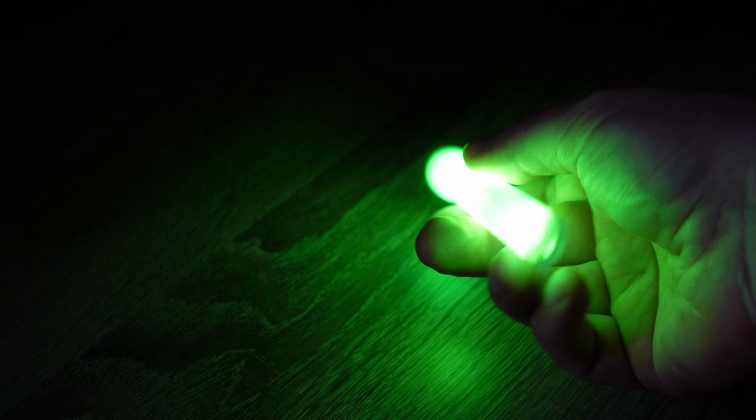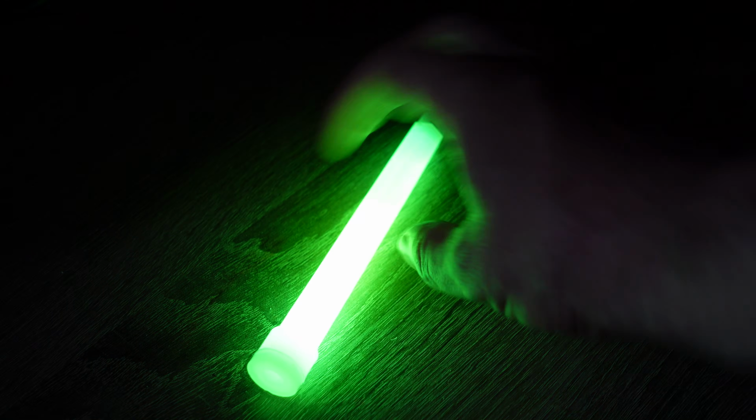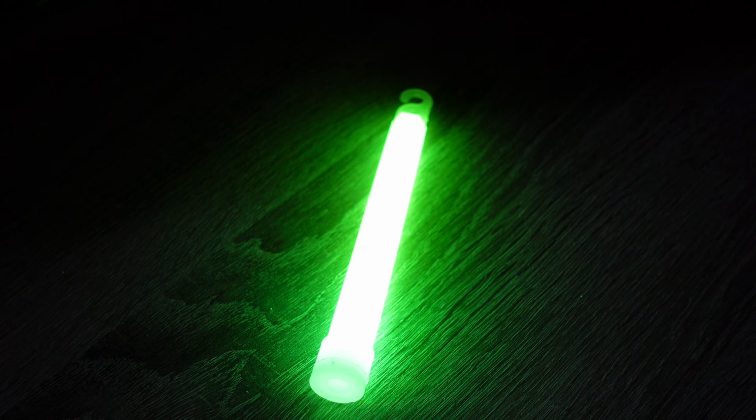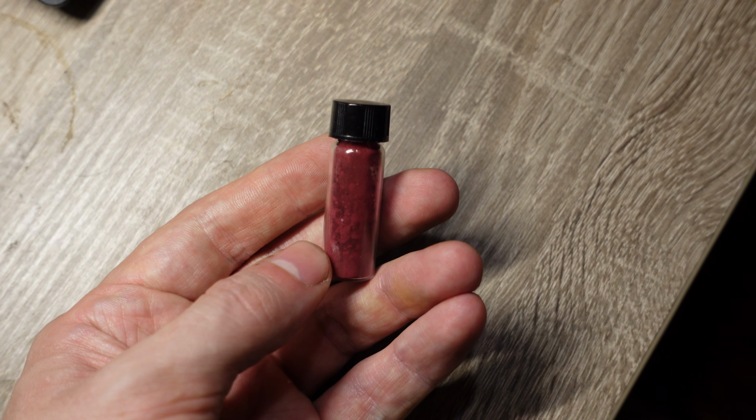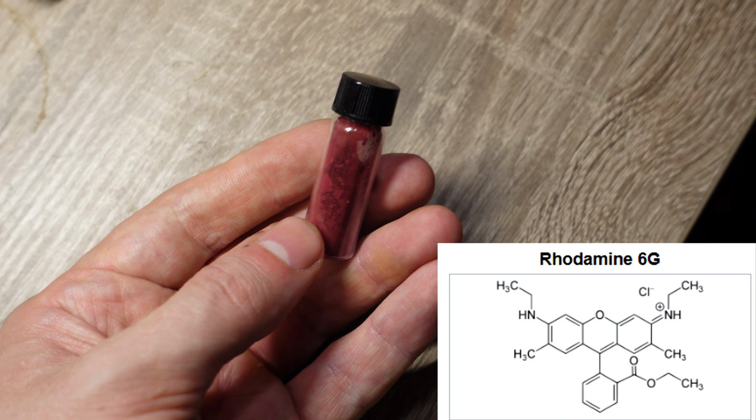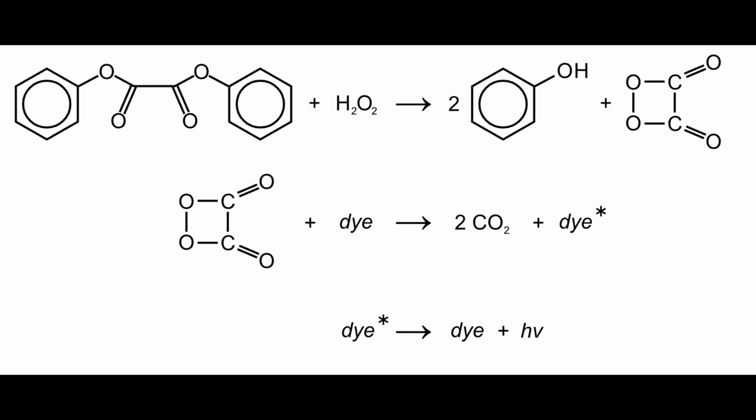To observe chemiluminescence, another critically necessary component is a fluorescent dye. I chose Rhodamine 6G, which is quite accessible and inexpensive. The mechanism of the reaction is as follows. First, dinitrophenyl oxalate reacts with hydrogen peroxide to form a molecule called oxatenedione. It's unstable and really wants to decompose, but it can't do so until it sheds its excess energy.